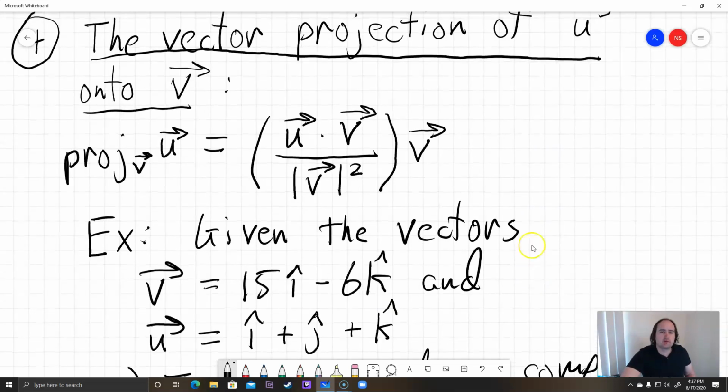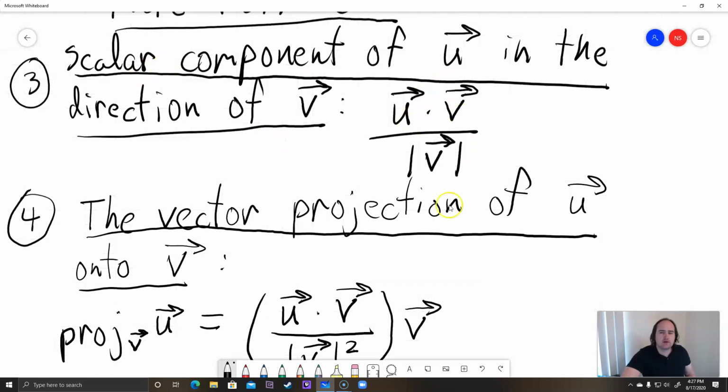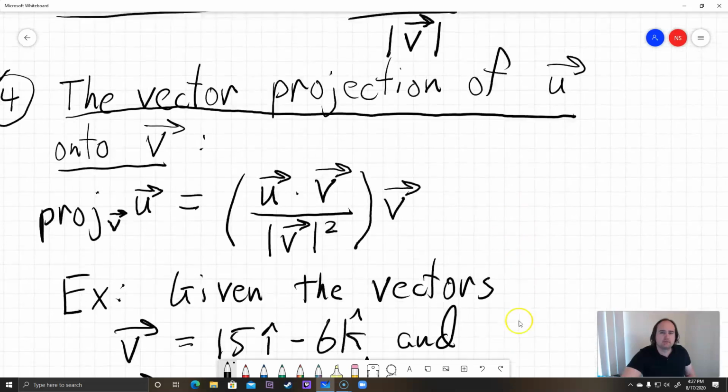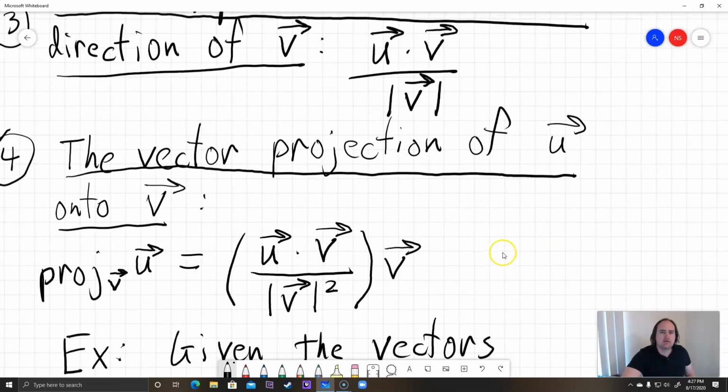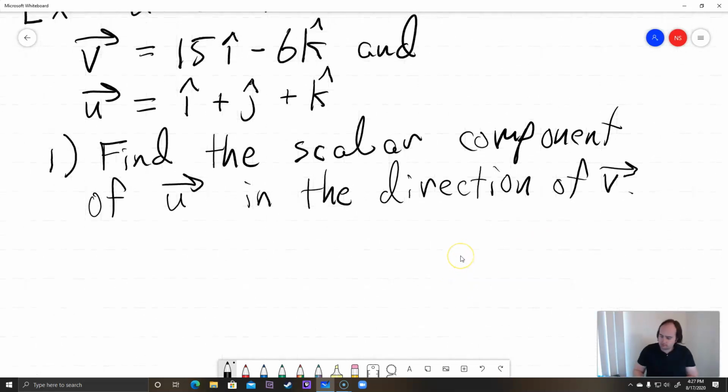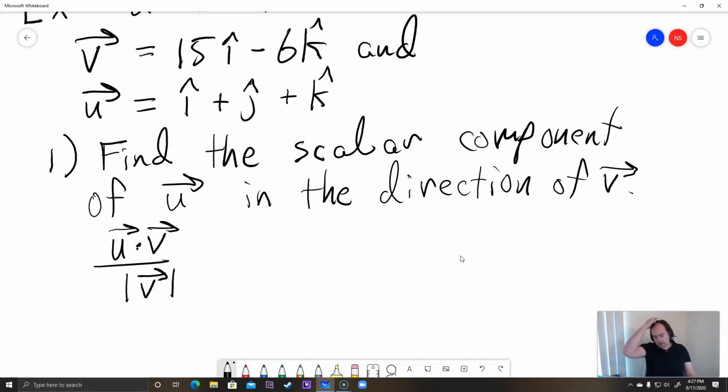And I just wrote the formula up here. We said the formula is u dot v all over the length of v. So I'll write that down: u dot v all over the length of v. You could separately figure out the length of v and u dot v, but I like to just do it all at once, personally. So in the numerator, I'll do u dot v.